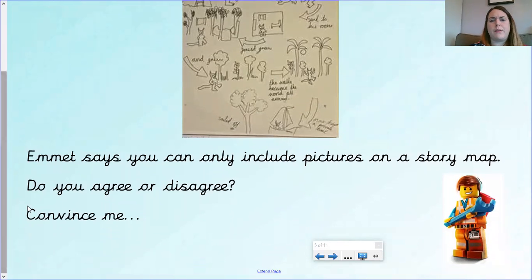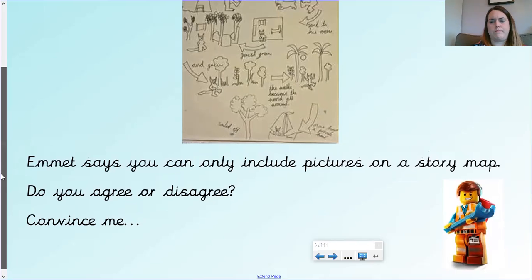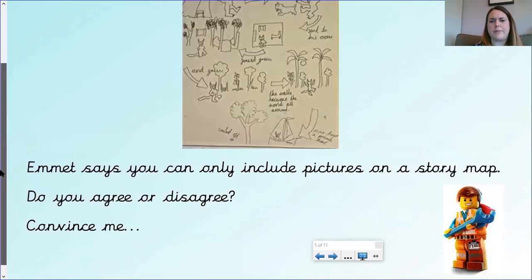Now, Emmett has been having a go at a story map, and he thinks that you can only include pictures on story maps. Do you agree or disagree? How would you convince me?